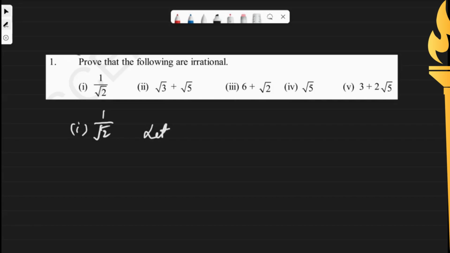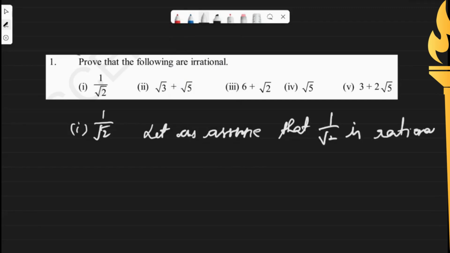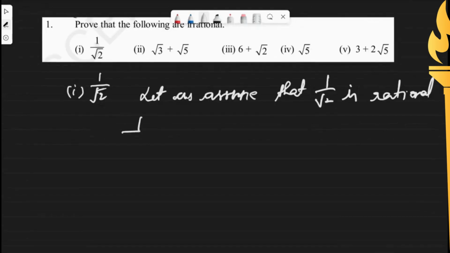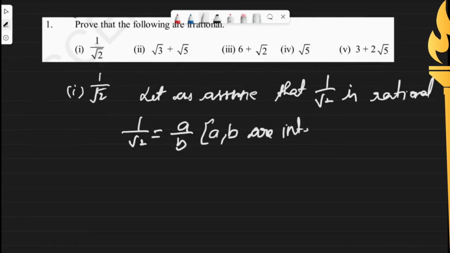So first let us assume that 1 by root 2 is a rational number. Since 1 by root 2 is rational, 1 by root 2 should be equal to a by b. Here a and b are integers and co-primes. So b by a will be equal to root 2.